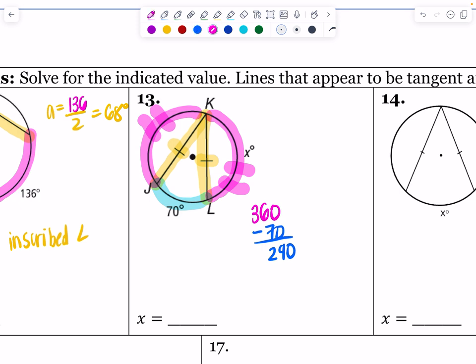And then what do I know? Well, I've got an x here and I have an x here. So 290 divided by 2 is going to give me what x is. So 290, I'm splitting that evenly between 2 arcs. That is going to give me a 145-degree arc. Not only is this piece 145, this piece would also be 145. So both of those arcs are 145. Those are minor arcs.